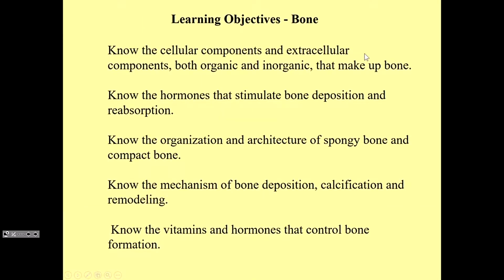So here are our learning objectives for bone. Know the cellular components and the extracellular components secreted by those cells. The extracellular material is both organic and inorganic, so know all of those components that make up bone. Know how hormones stimulate bone deposition and reabsorption. Know the architecture and organization of spongy and compact bone. Know the mechanism of bone deposition, calcification and remodeling. And know some of the vitamins and hormones that control bone formation. All of these things we will cover. That pretty much covers the entire first lecture.